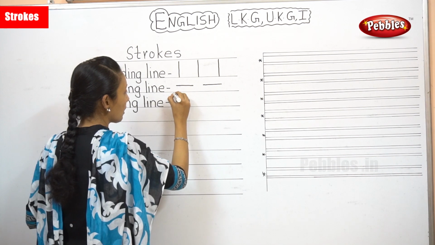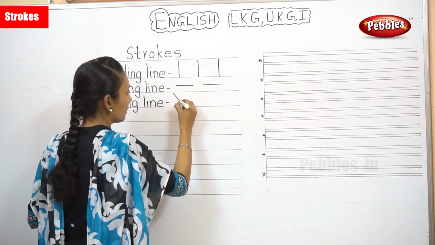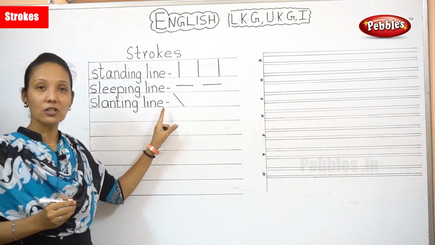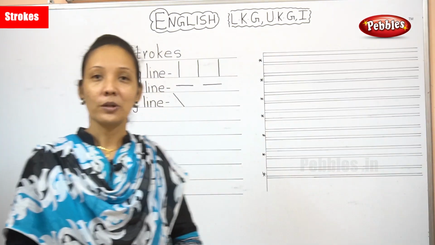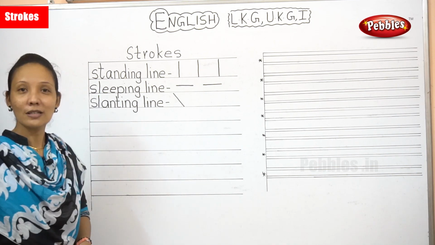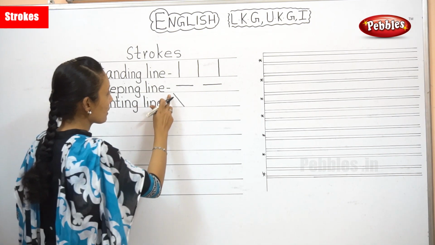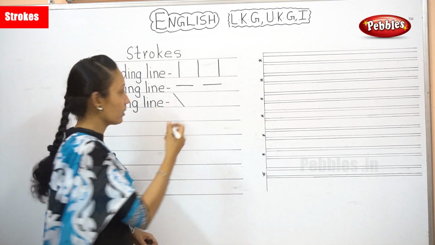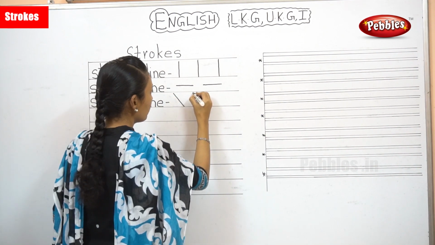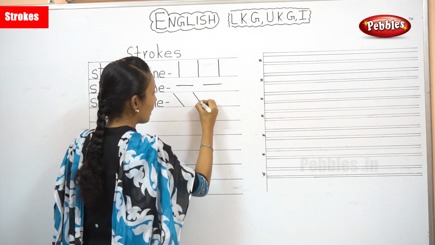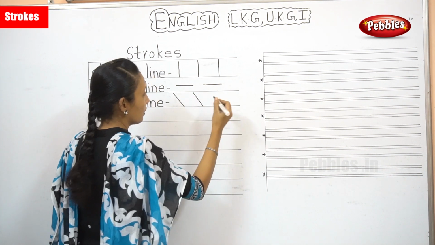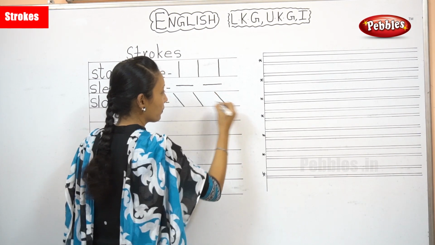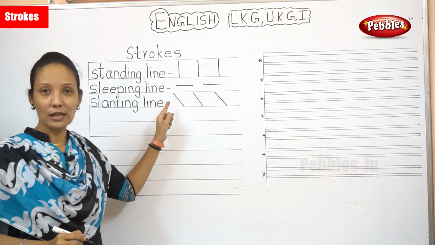Yes, you will start like this. Is your line on a slant? Yes, this is called slanting line. Okay, so now we are going to do your slanting line. See children, your slanting line, the line will not be straight, it will be on a slant. Okay, so once again I will show you. This is your slanting line. Once more, slanting line. Okay, so we have two slanting lines.